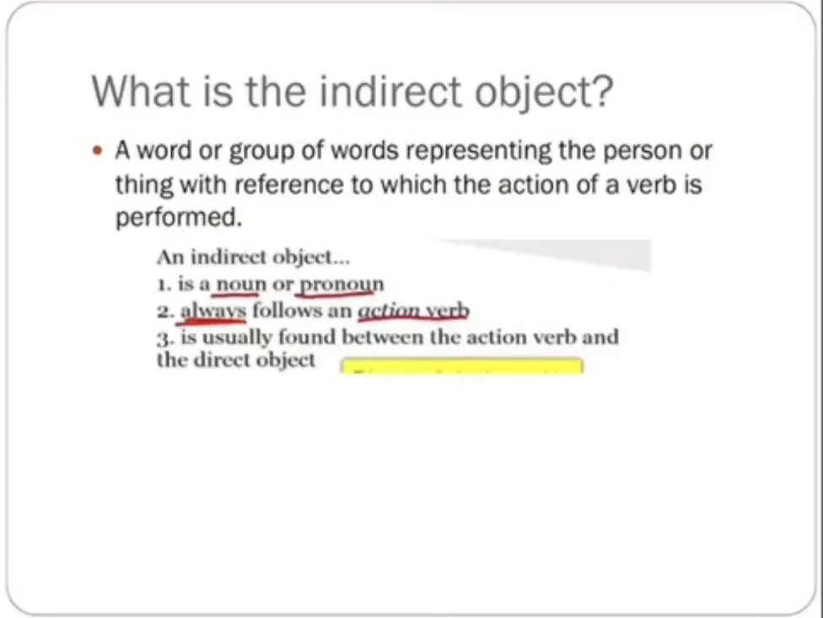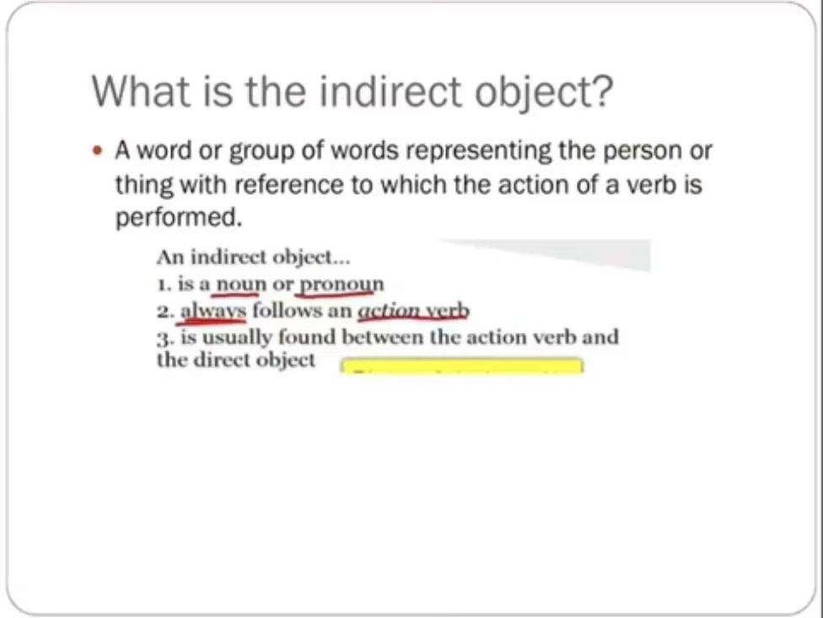Now, let's discuss the indirect object. It is not necessary that a sentence always has an indirect object. Sometimes a sentence only has the direct object. Like, I gave the book. I is the subject, gave is the verb, and the book is the direct object. In this sentence there is no indirect object, but sometimes a sentence has an indirect object as well. Like, I gave him the book. So him is the indirect object in the sentence.